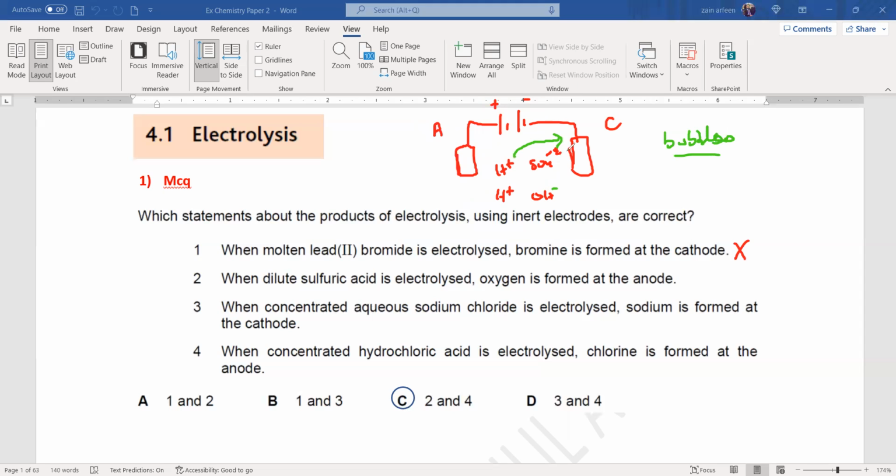For negative ions, we check the amounts. But remember, sulfate, nitrate, and carbonate will never move. So OH- ions will move towards the anode. When OH- ions move to the anode, 4 OH- ions lose 4 electrons, and as a result give oxygen and water molecules. So there will be formation of oxygen gas. That is true. So statement 1 is incorrect, statement 2 is correct.